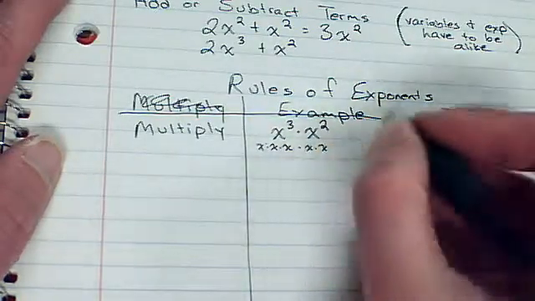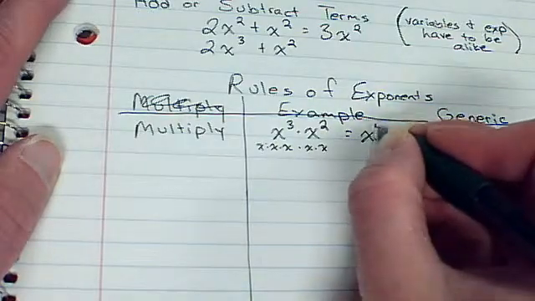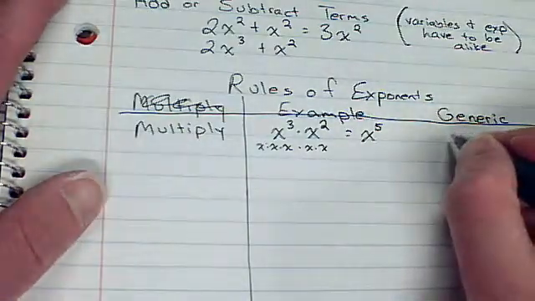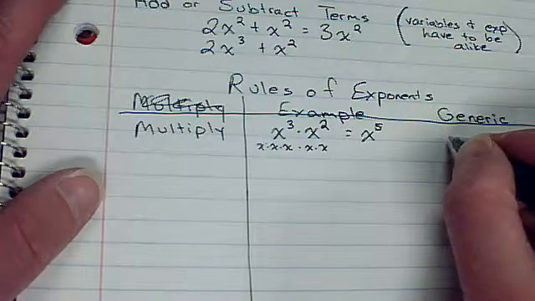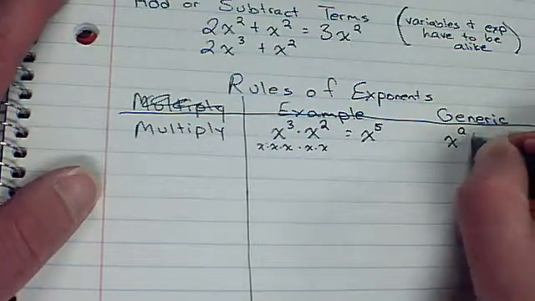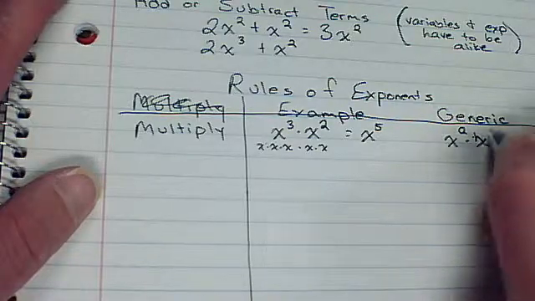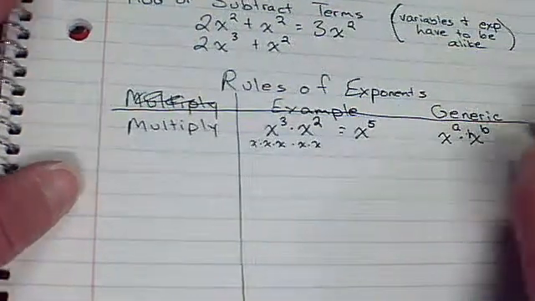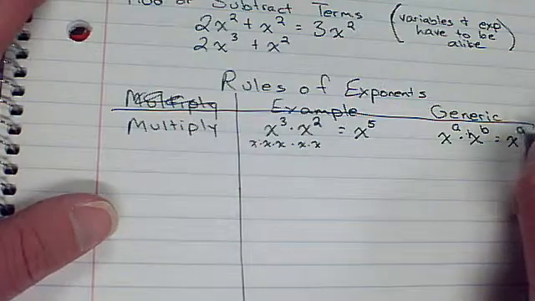That means I have 5 x's all being multiplied. That's x to the 5th. So the generic form is if I have anything to a certain power, times the same base to another power, we add the exponents.